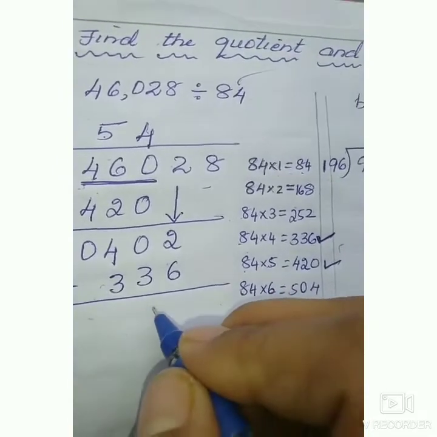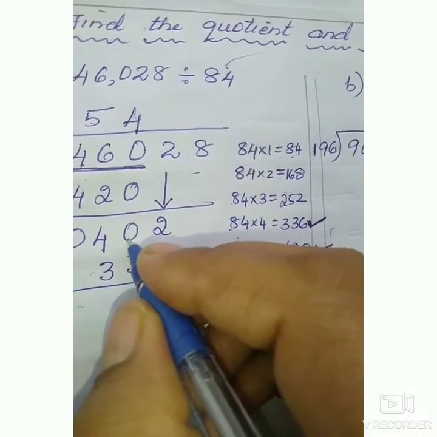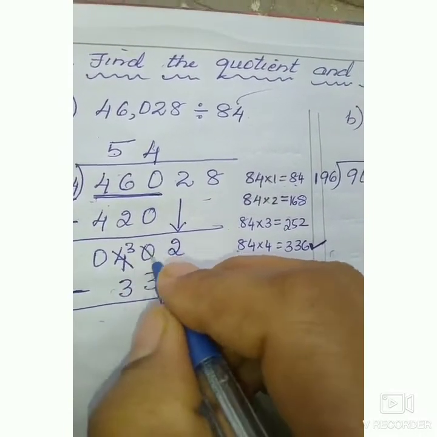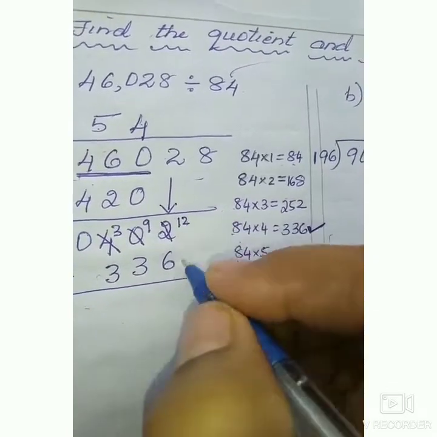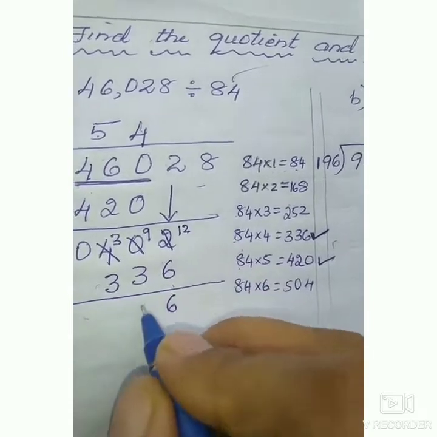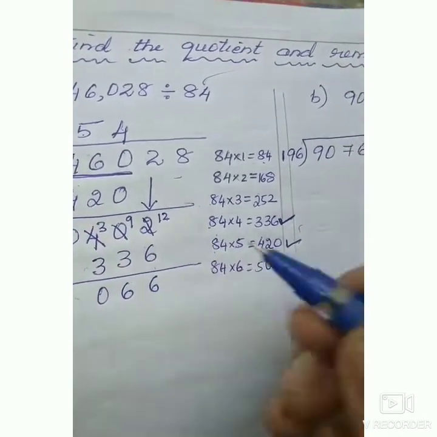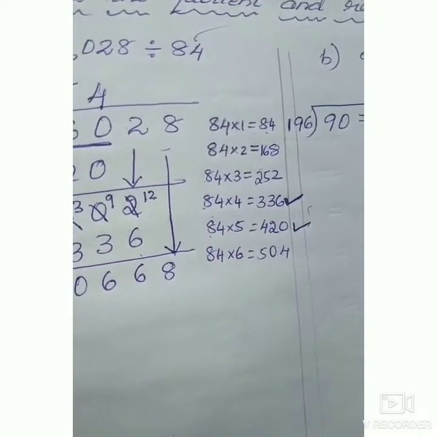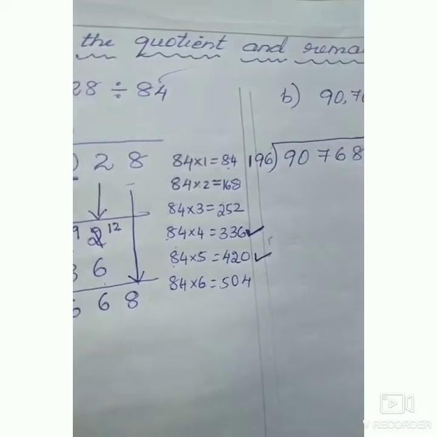Now write the minus and subtract. 2 minus 6 is not possible, so you have to take borrow. Here also we have 0, so go to the hundreds place. So 3, this 0 becomes 9, this becomes 12. 12 minus 6, 6. 9 minus 3, 6 again. 3 minus 3, 0. Now bring the last digit down. Now you get 668. But we did not write up to 668.